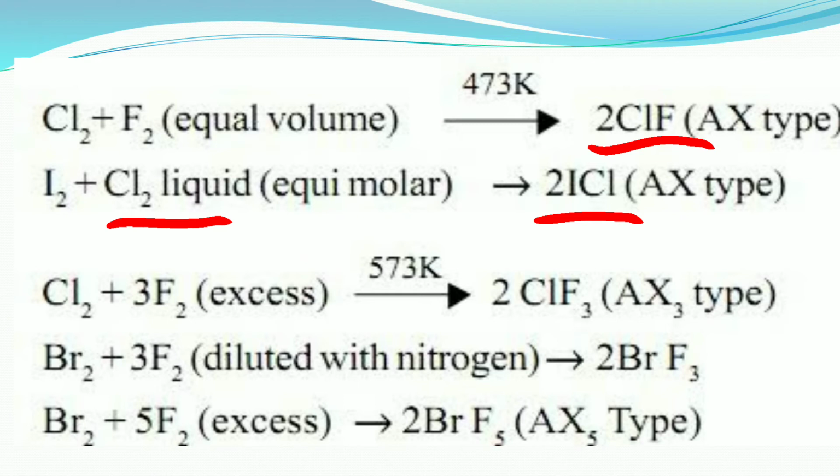Next, the AX3 type is formed by the reaction of Cl2 with excess 3F2, heating at about 573 Kelvin, and we get 2ClF3. Likewise, Br2 reacted with 3F2 diluted with nitrogen gives 2BrF3. Next type is AX5. Here Br2 reacted with excess 5F2 gives 2BrF5. This is the preparation method.